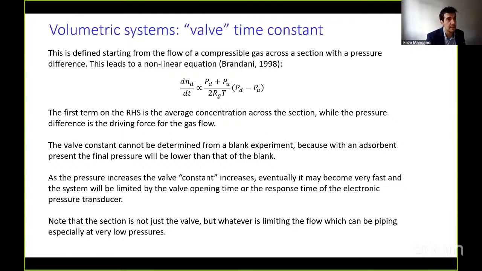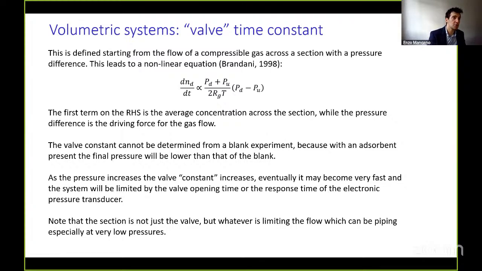Why it's important to understand this relationship is that the valve constant for a volumetric system cannot be determined with a blank experiment, because when you have the sample inside the active volume, the pressure would be lower than in a blank, when you don't have the adsorbent inside the sample cell. So obviously this affects the dynamics and time constant of the valve as well. The other important consideration is that as you go up in pressure, the impact of the valve increases, and you can incur a situation where the system becomes progressively faster, and your response becomes essentially controlled by the valve response. So it's important to do also these checks and understand how the system behaves in the whole pressure region.